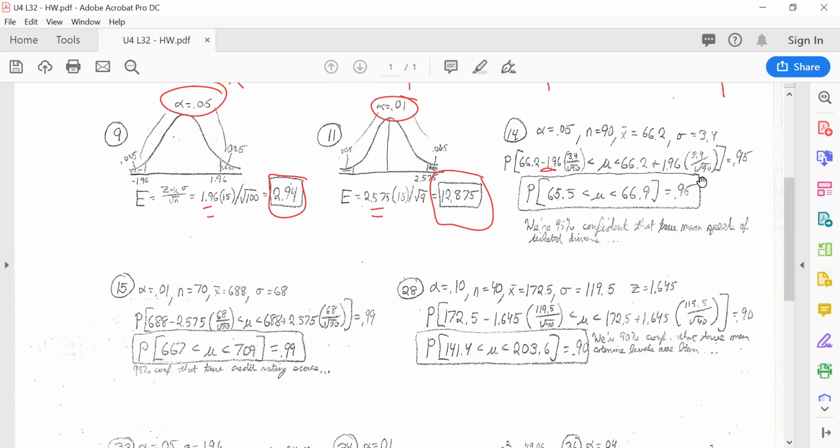Mr. Colodi, do I need to write it as this inequality and probability? Yes, write it as that, equals 0.95 because it's a 95% confidence interval.